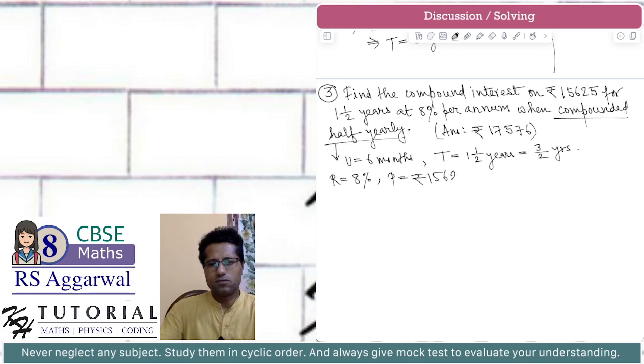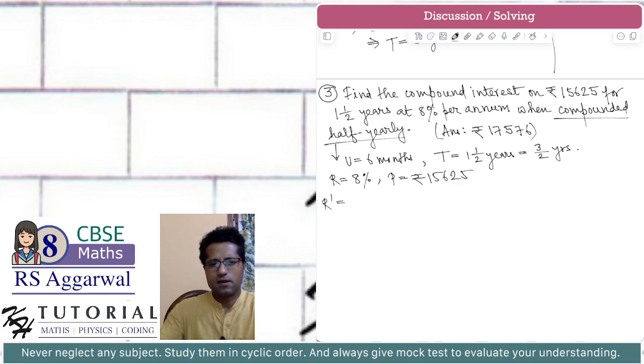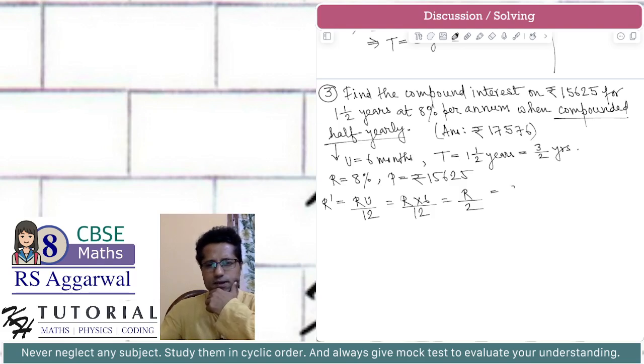We have to find the compound interest, that is the final amount minus the original principal. Okay. First of all, what is R dash? R dash is R u by 12, where u is 6, 12, this is R by 2. R dash is R by 2, which is equal to 8 by 2, which is equal to 4%.